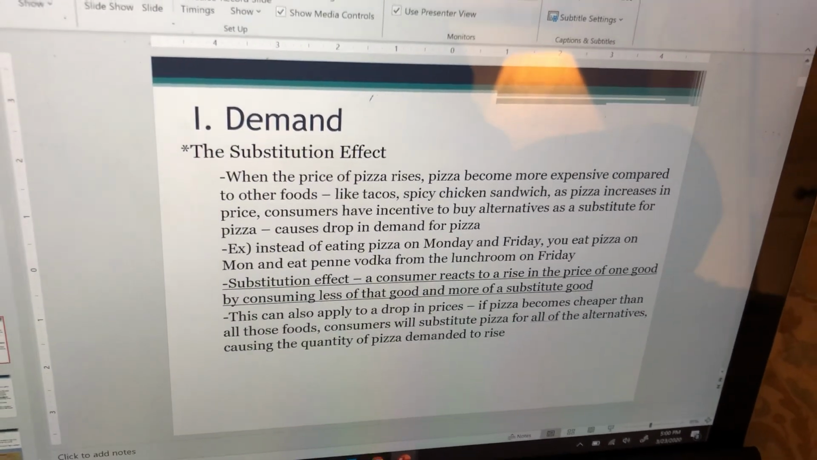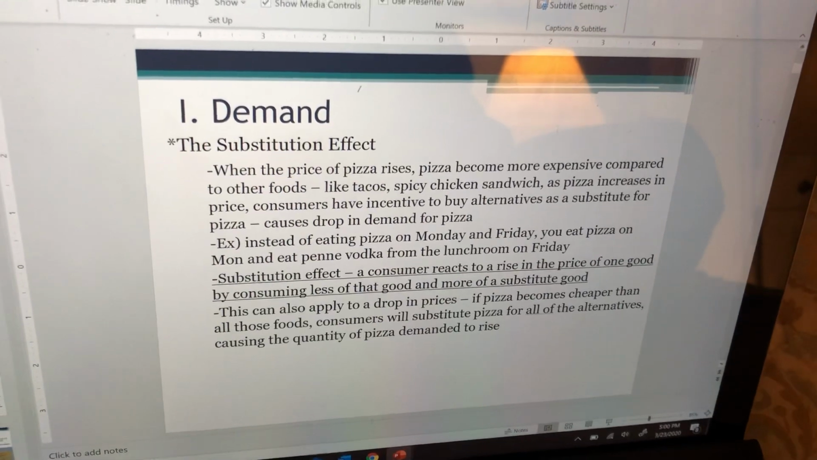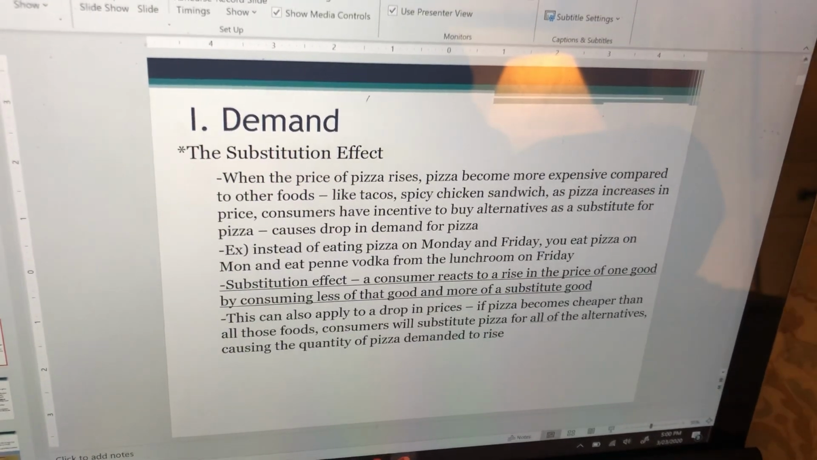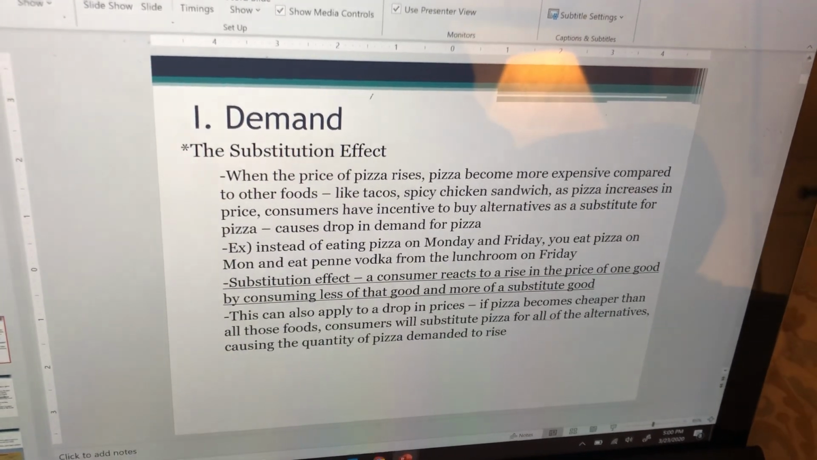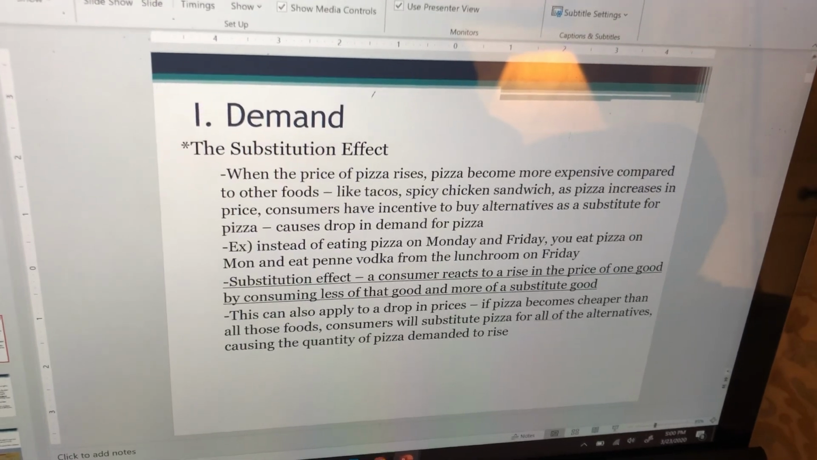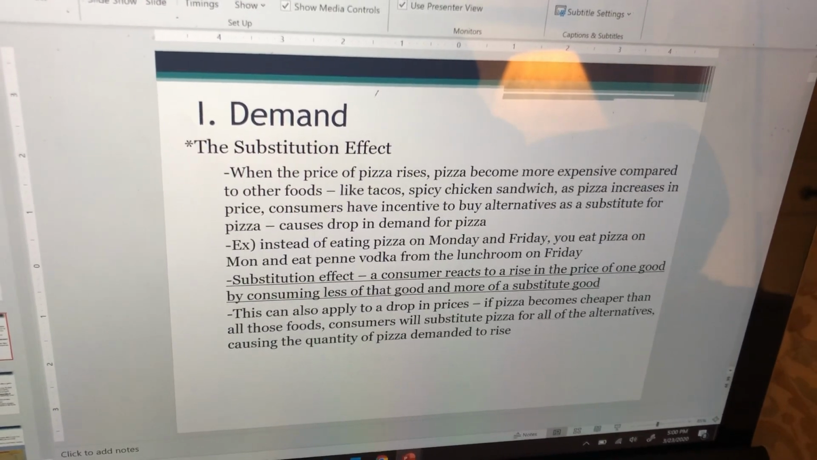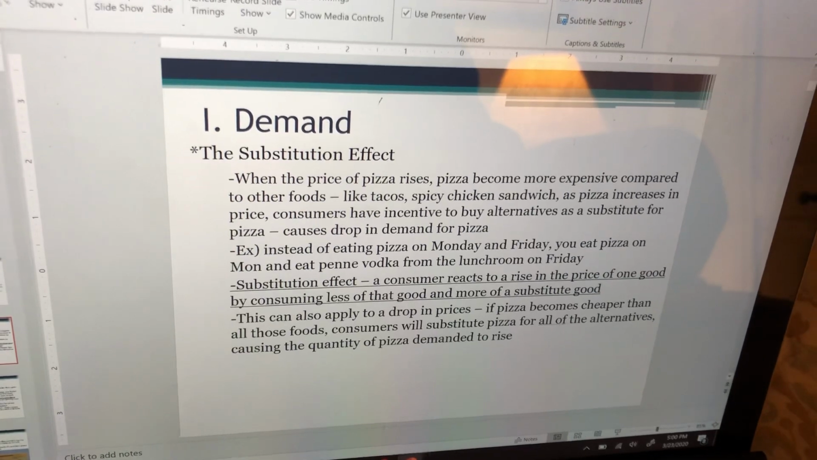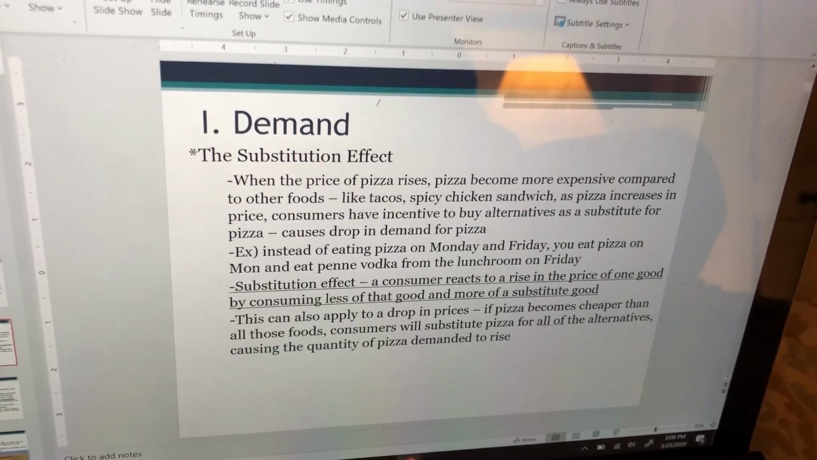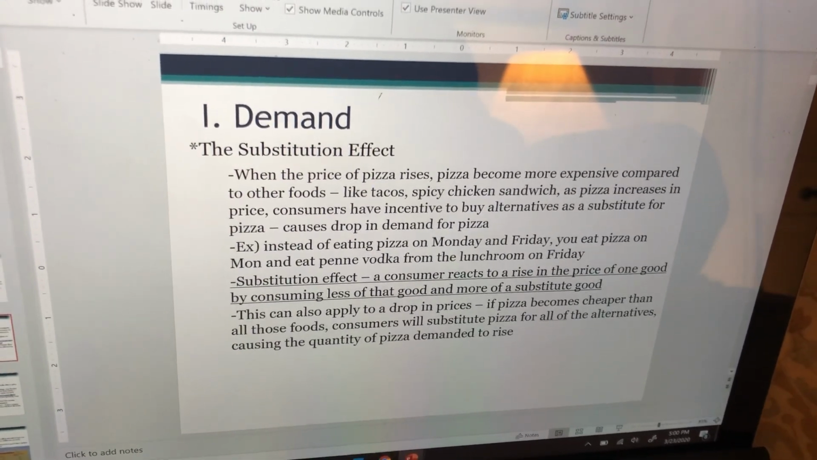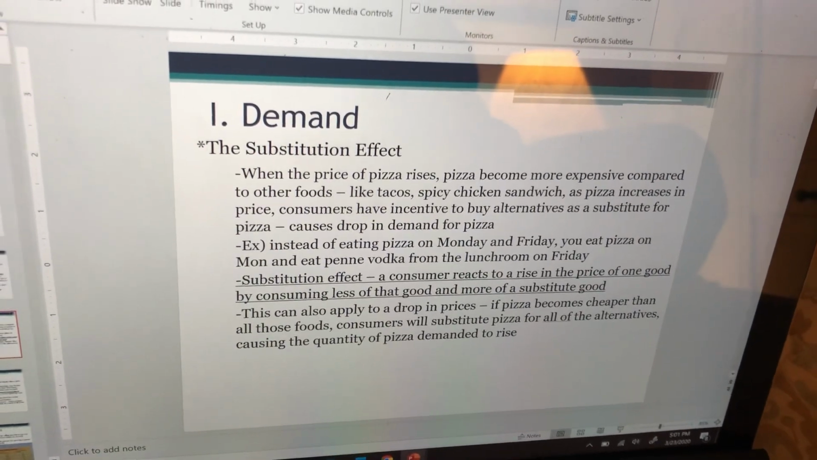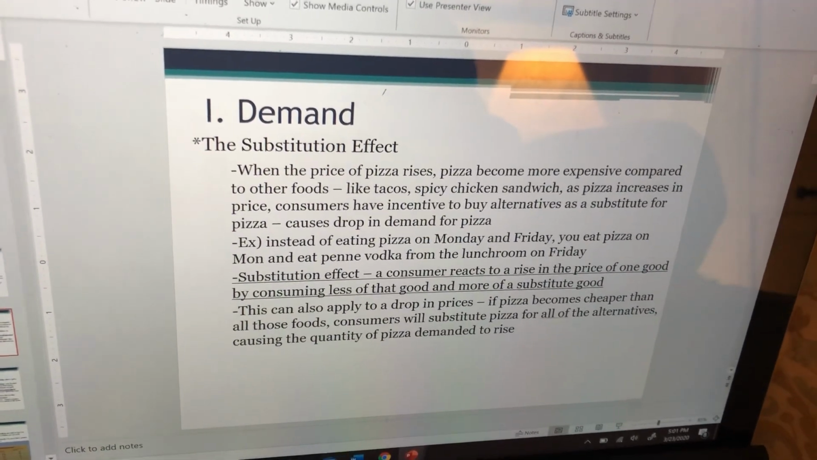So instead of eating pizza, say, every day for lunch, maybe you would just have it one or two days for lunch, right? You're going to substitute that. So you're reacting to that rise in price by consuming less of that pizza and substituting it for another good, okay? It can also work if the price of something decreases.